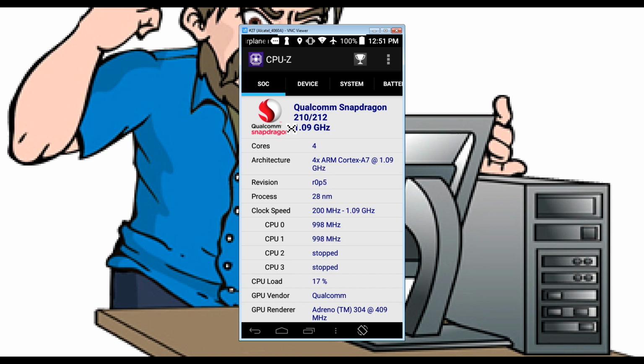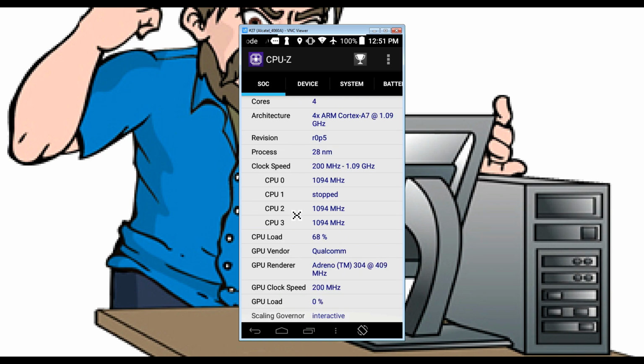All right, so right up front, this phone tells you how many processing cores you have, what architecture, the revision, the processes, and the clock speed, what each clock is doing, whether it's running, what frequency it's running at, what kind of load it has, what the GPU vendor is, the GPU renderer, and what kind of load is on it.